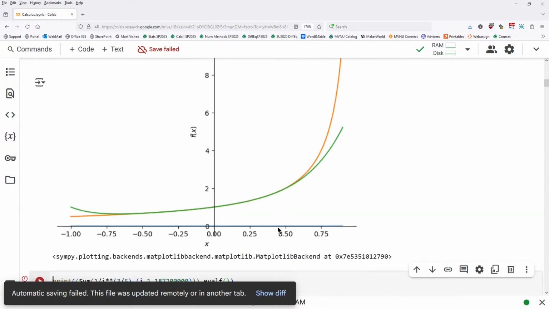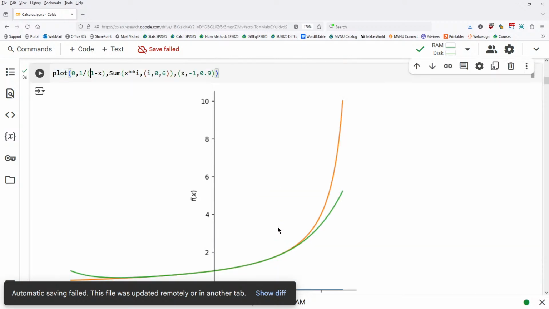There they are. Look at the green one. The green one is that x to the 6th. And then the orange one is the 1 over 1 minus x. Now, the reason why I did it this way is so that I could actually go up to x to the 10th, just to see what happens. And here's what the graph looks like when you get x to the 10th.